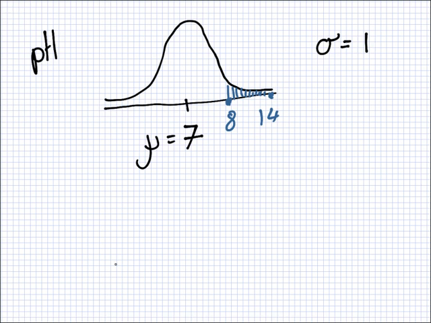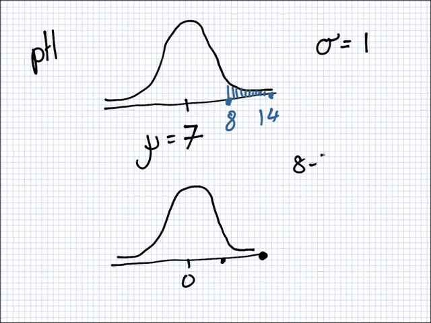So, where were you going for that? Kind of, because of the choice here. This is 0. I have to mark off 8 and 14. Now, if we convert, 8 minus 7 over 1 is 1. And don't forget you have to do 14 as well. 14 minus 7 over 1 is 7.